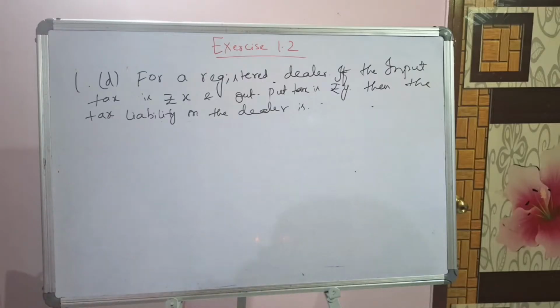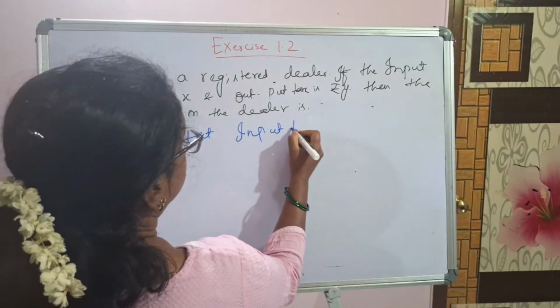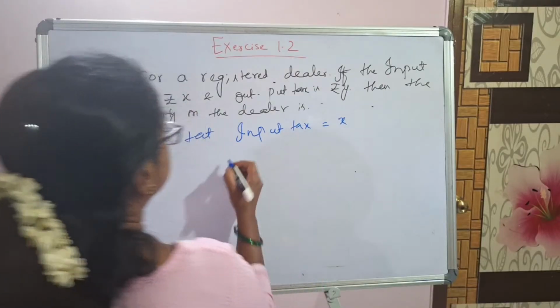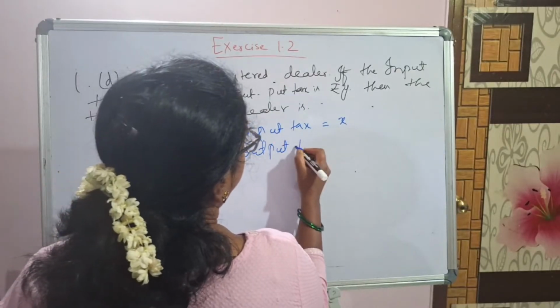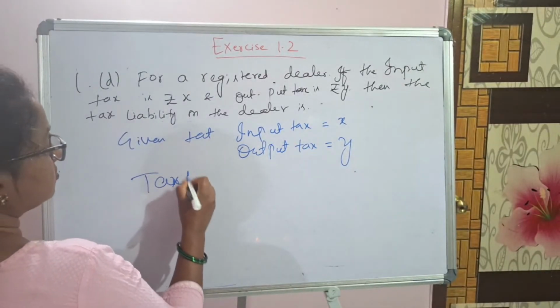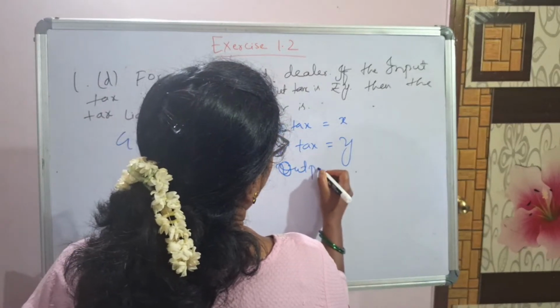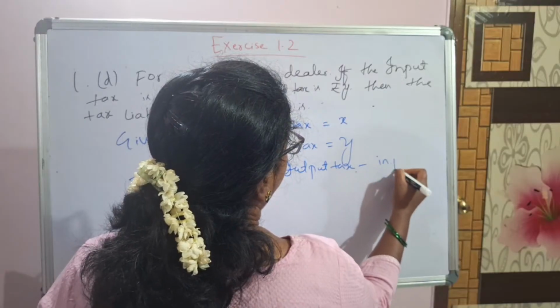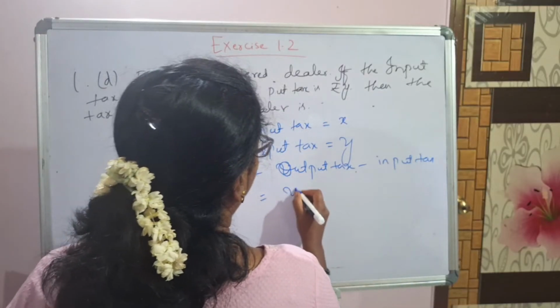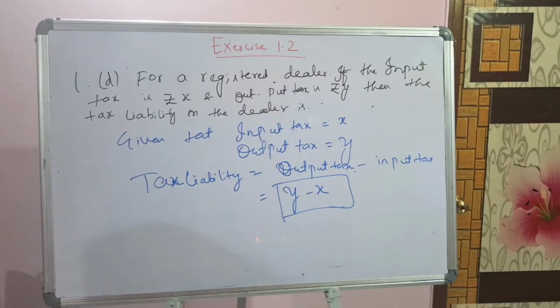See, this we have already explained in the introduction part. Given that input tax is equal to X, output tax is equal to Y, then the tax liability is equal to output tax minus input tax, which is equal to Y minus X. Take the screenshot, we'll jump on to the next question.